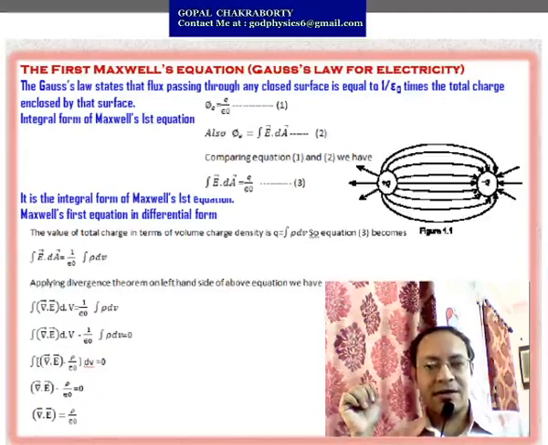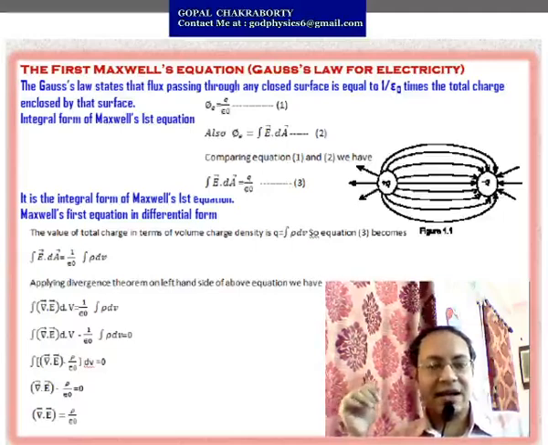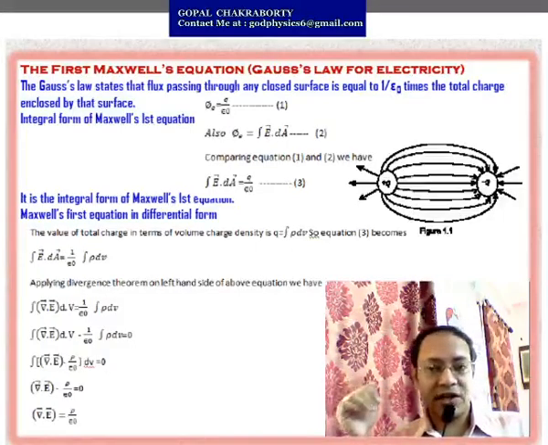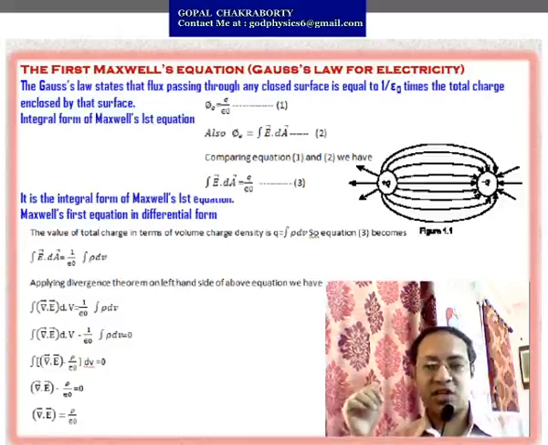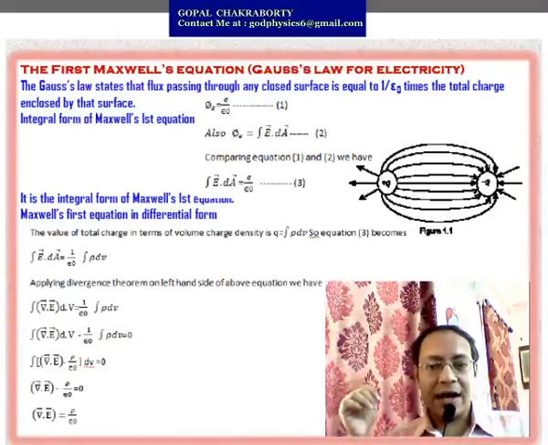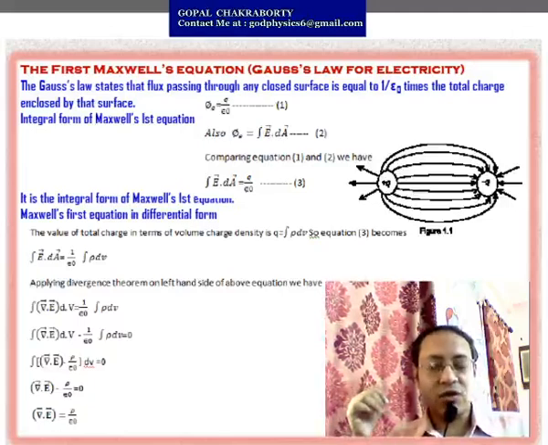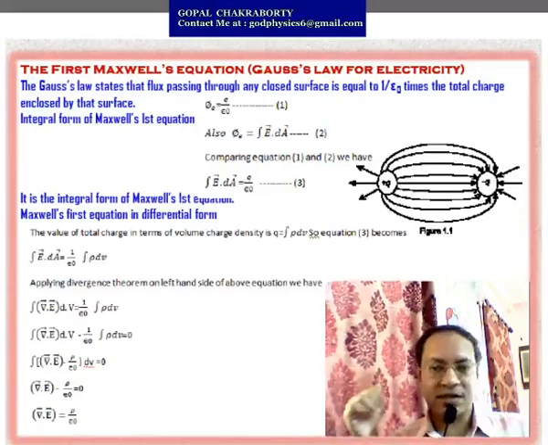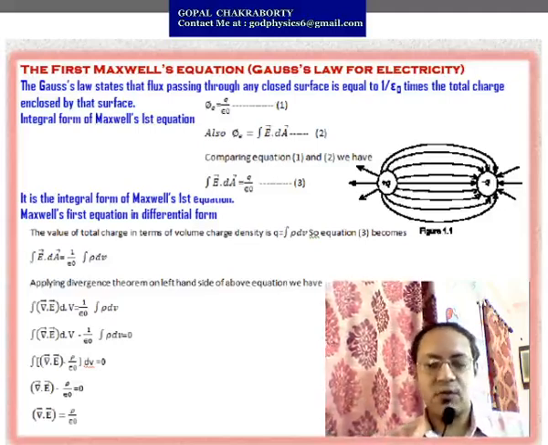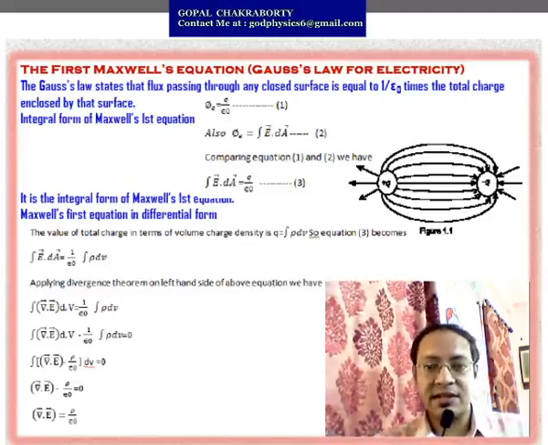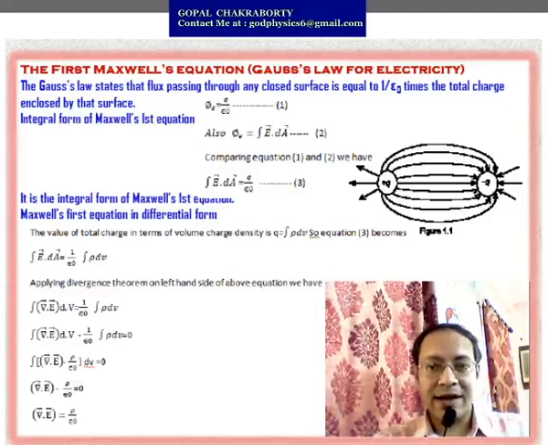This equation also states that electric lines of force are not closed curves. They originate from a positive charge and end at a negative charge. Now with this concept, I am going to derive the first Maxwell's equation. You can see the derivation given there. Now I will explain.